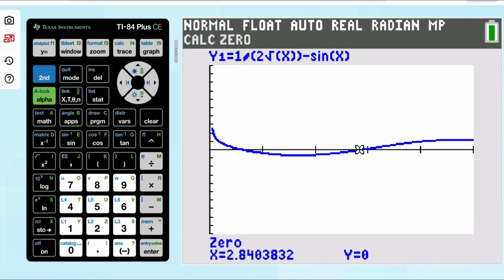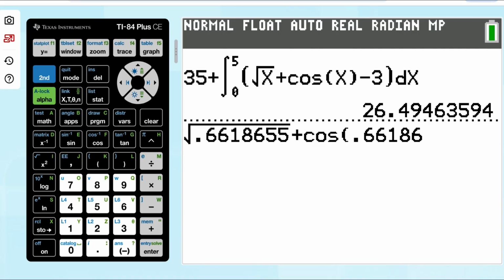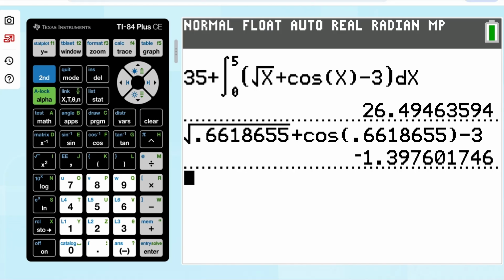So the first one was at 0.66, etc. So we'll do the square root of that value, 0.6618655, plus the cosine of that value, 0.6618655. And then we'll subtract 3 from it and get negative 1.398 if we round.